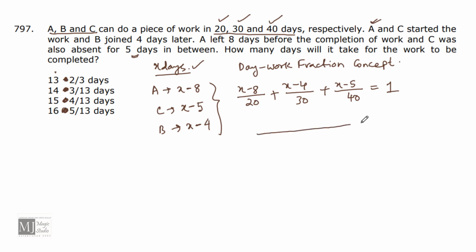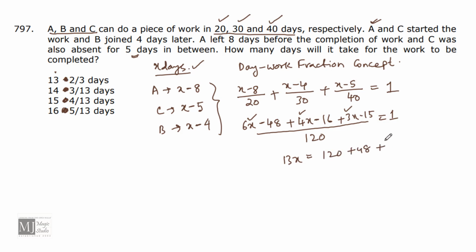Let's do it. 20, 30, 40, LCM would be 120. 6x minus 48 plus 4x minus 16 plus 3x minus 15 equals 120. 6 plus 4 plus 3, 13x equals 120 plus 48 plus 16 plus 15, that is 199. X equals 199 by 13, that is 15 4 by 13 days.